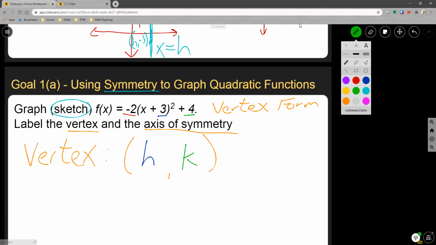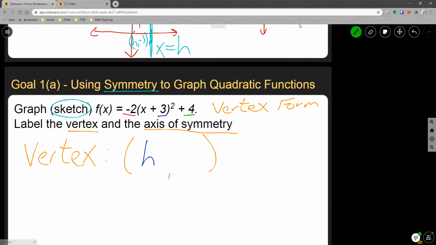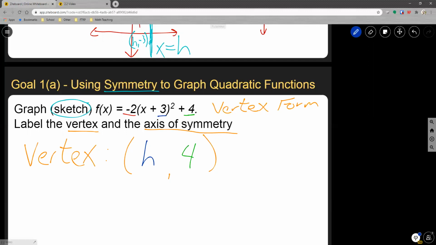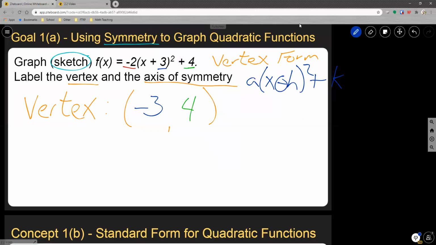Well, in this situation, we know our k value is equal to +4. And our h value is a little bit tougher than the k value, but just remember, with vertex form, it's a times x minus h squared plus k. That negative sign in there is to remind us that the value is always the opposite or the inverse of the value that is in the equation. So if I've got a +3 in the equation, that means my h value is going to be a -3. And so my vertex is at -3, 4.